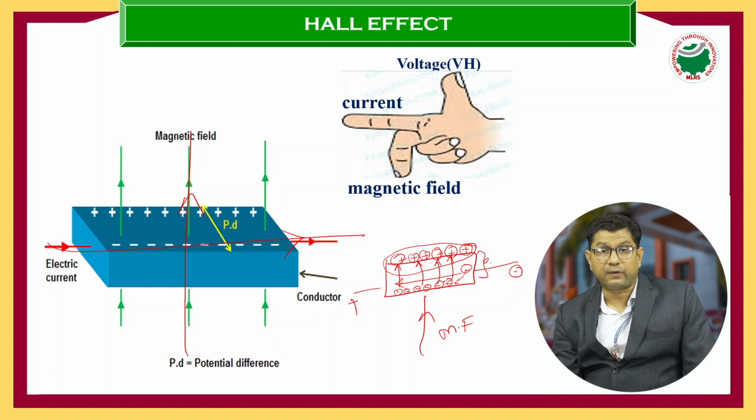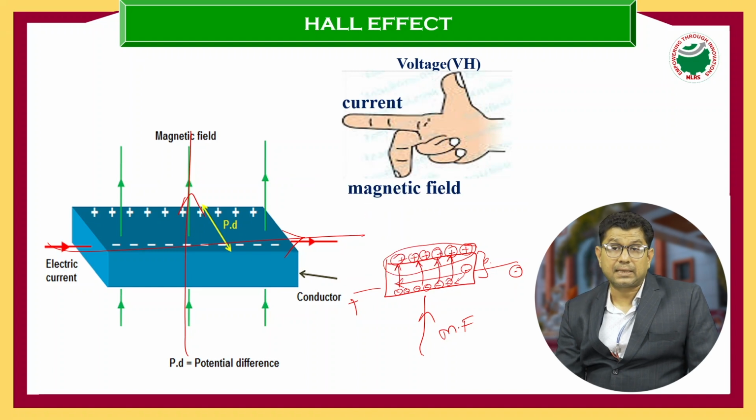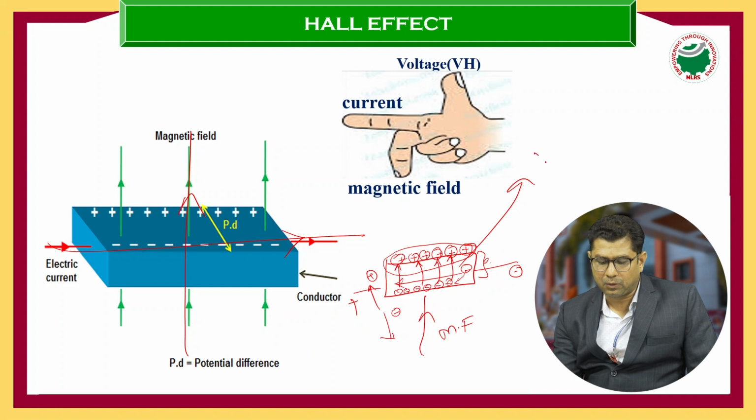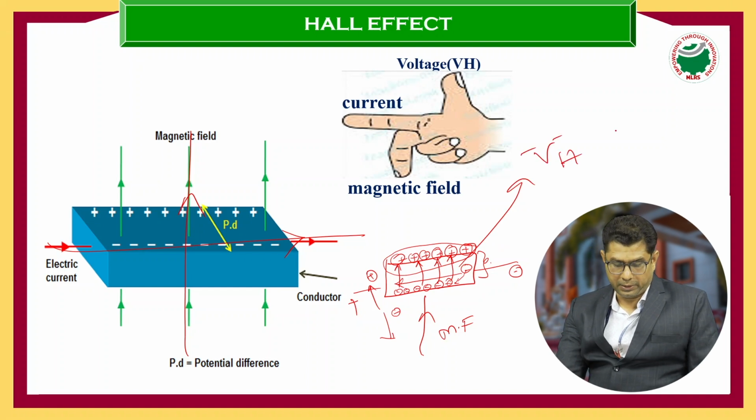This electric field tries to move these electrons upward. So the magnetic field is moving electrons downward, and the electric field is moving electrons in the opposite direction. Overall, at equilibrium, these two forces are balanced. At that time, whatever voltage is there is nothing but the Hall voltage.